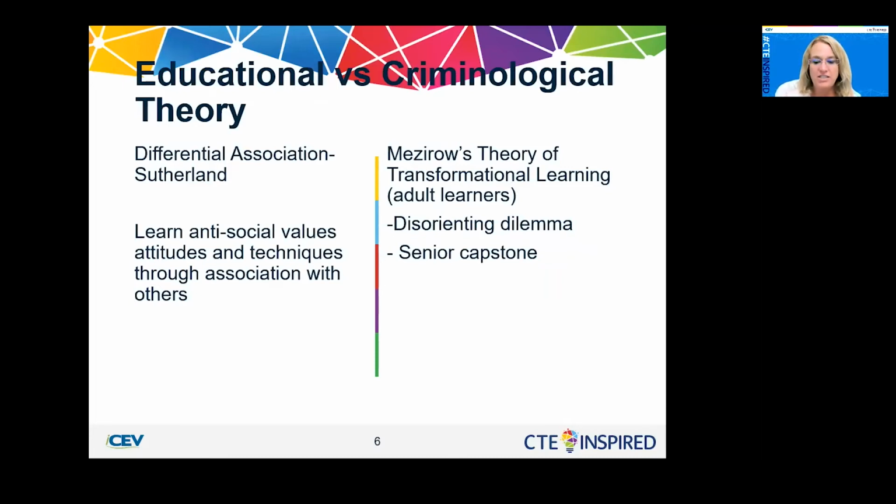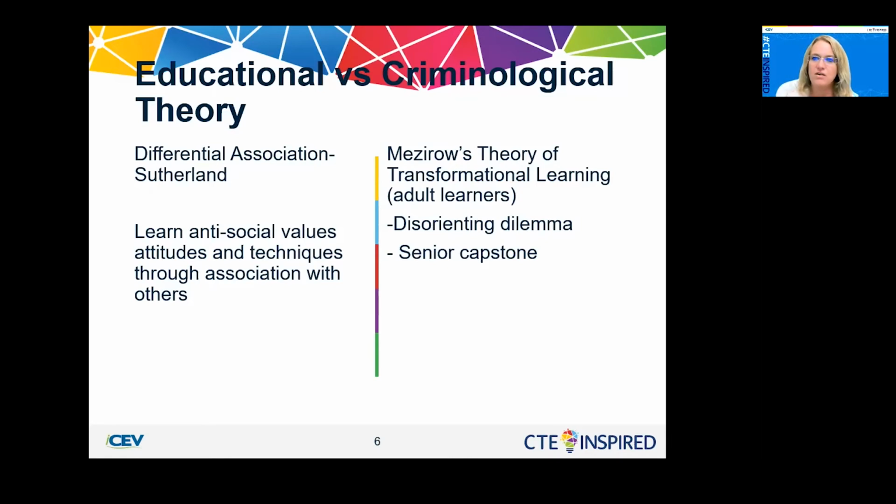So if we look at educational theory, it ties closely to some criminological theory. When I first read Mezirow's theory, I thought, this is kind of like differential association, but we're trying to get people to pick up pro-social ways of thinking as opposed to antisocial ways.